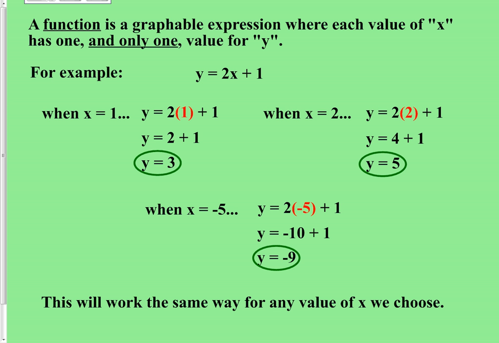Okay, we also got into the vocabulary of functions and functional notation in Unit 1. A function is simply a graphable expression where each value of x has one and only one value for y. We spent a great deal of time this year talking about functions and their properties. We started exploring the very basics: if we took any value from the domain and plugged it into the equation, no matter what the x value was, we only got back one value for y. That is a property of a function.